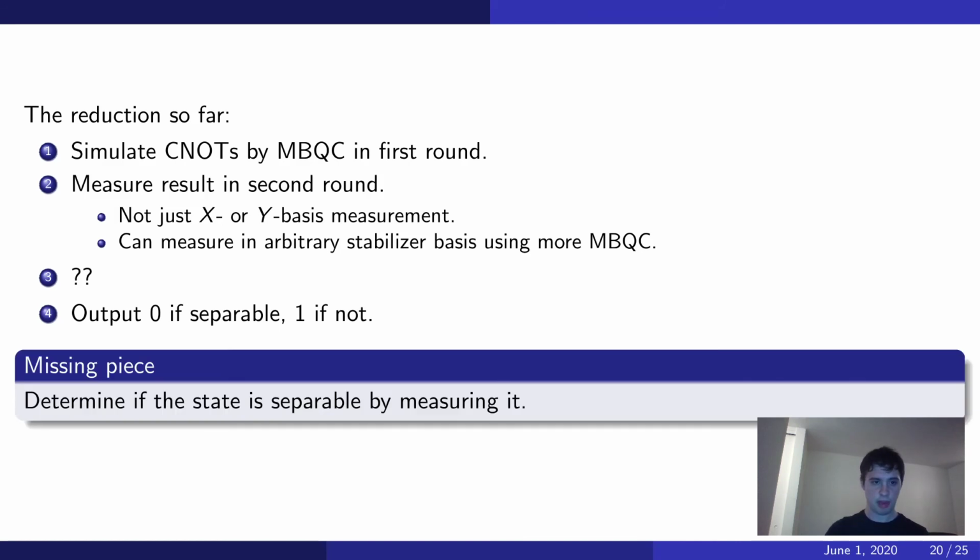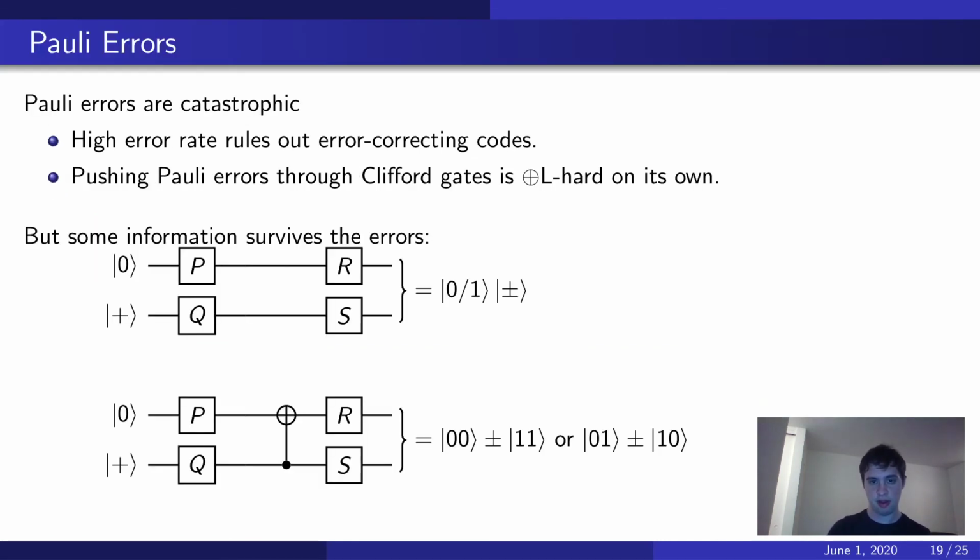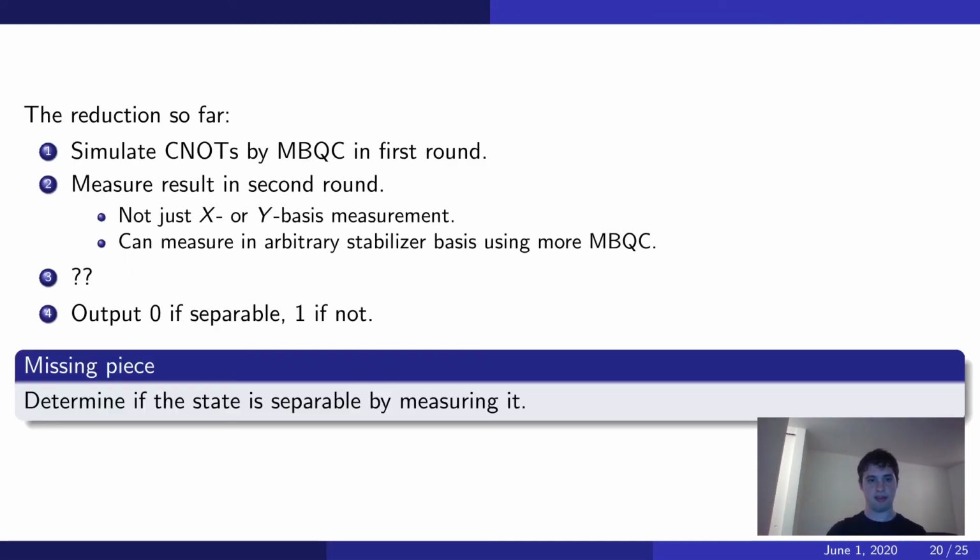But the question remains, how do we measure this state to determine if it's separable? Right? We have no idea what the state actually is. It could be plus or minus, 0 or 1, or entangled. There's lots of possibilities because of the Pauli errors, but we want to figure out if it's separable. So what can we do?